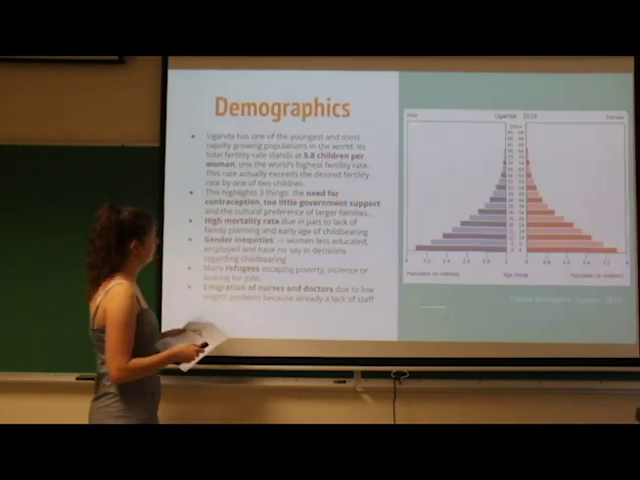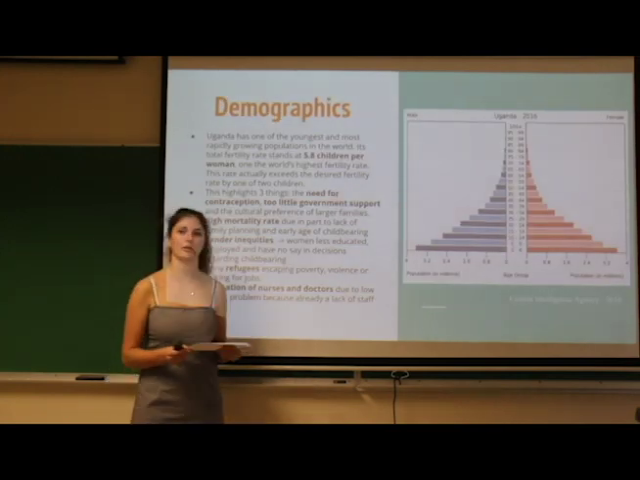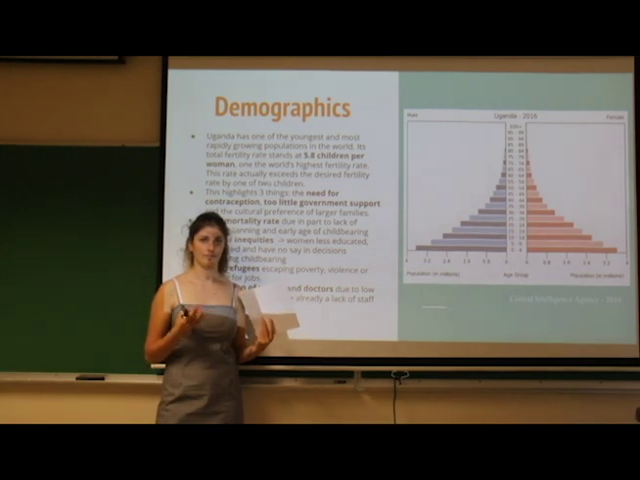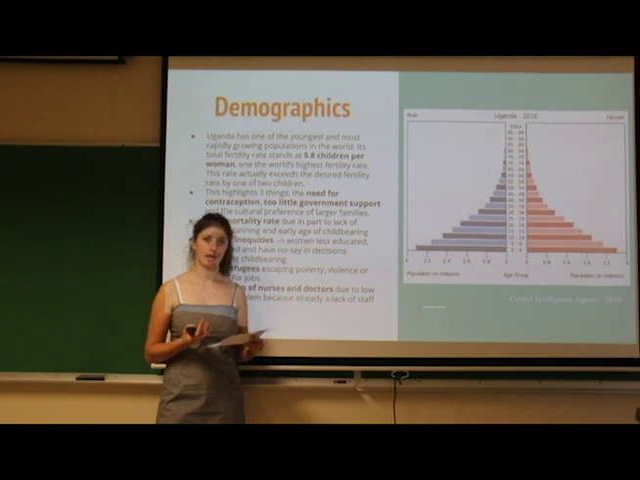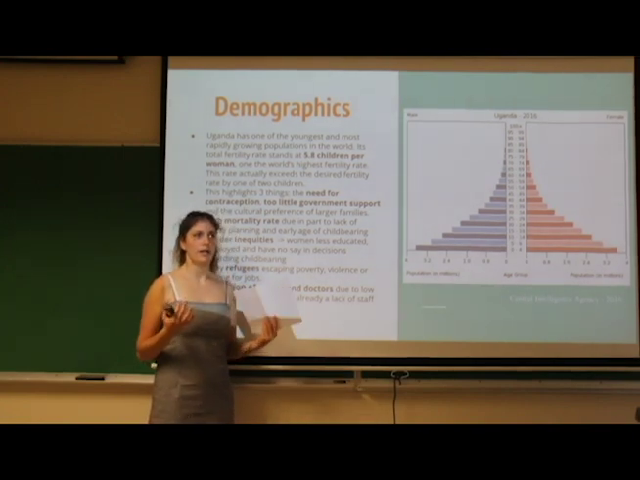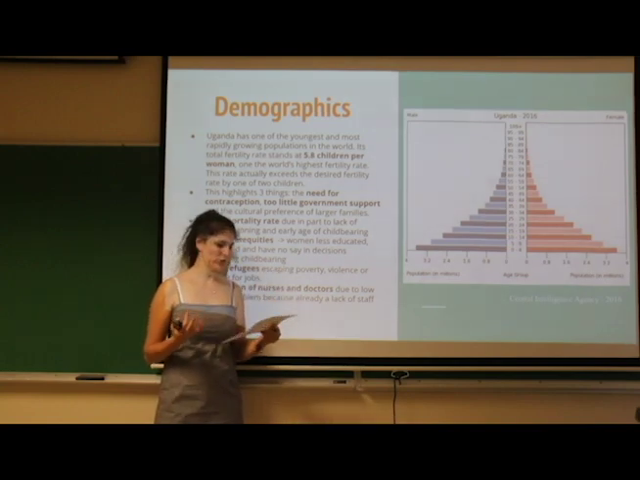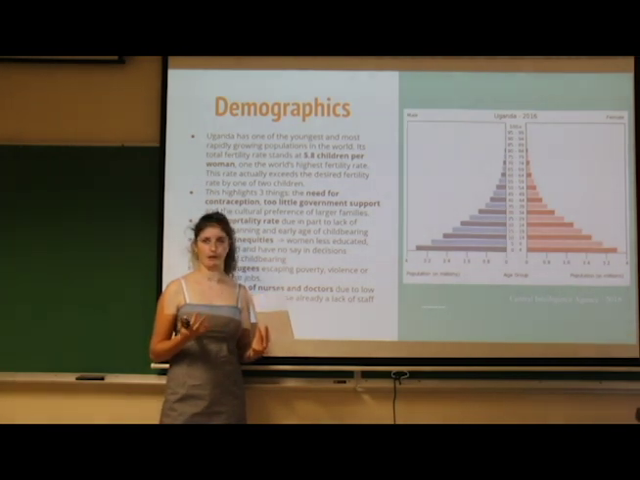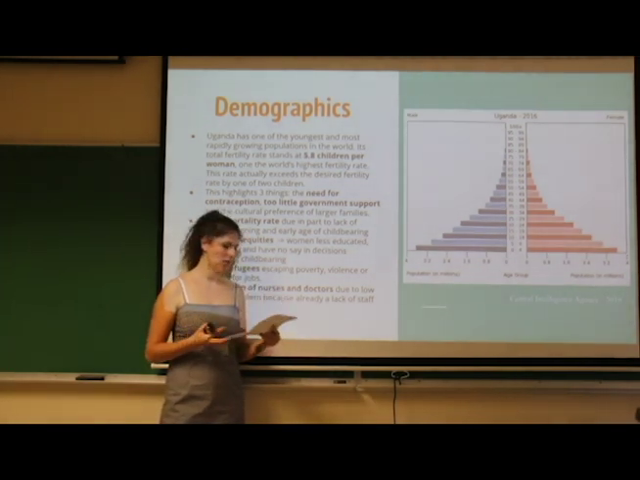For the demographics, Uganda has one of the youngest and most rapidly growing populations in the entire world. Its fertility rate stands at 5.8 children per woman right now, and except in urban areas, the fertility rate actually exceeds women's desired fertility by 1 or 2 children, which really highlights the lack of contraception, the lack of government support for family planning, and the cultural preference in Uganda for larger families.